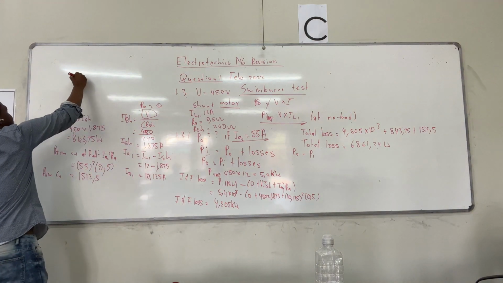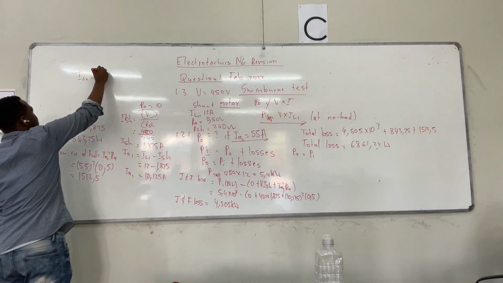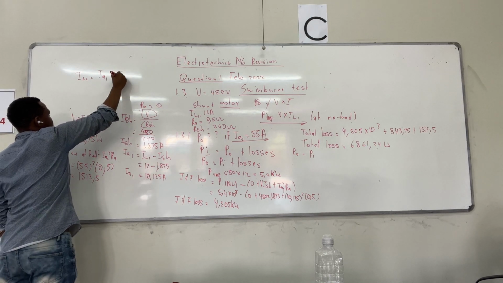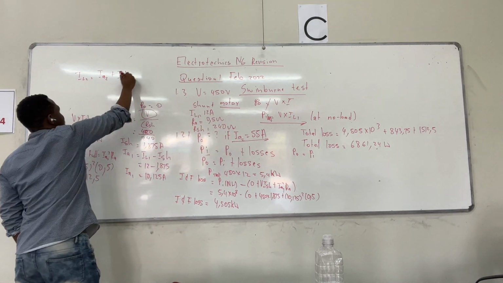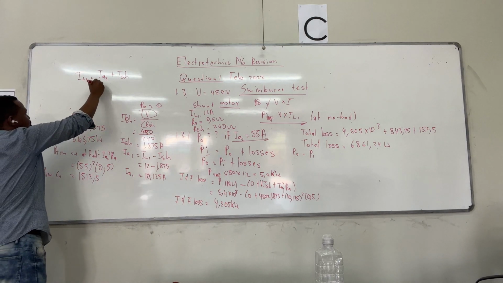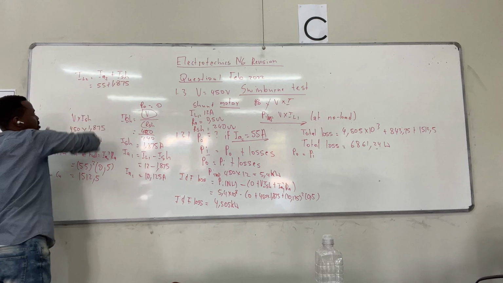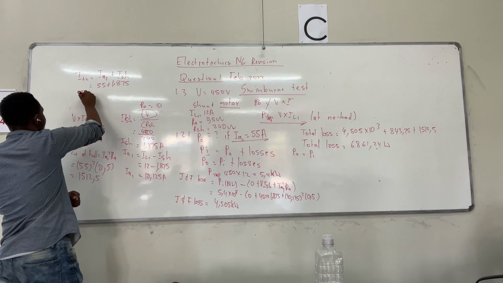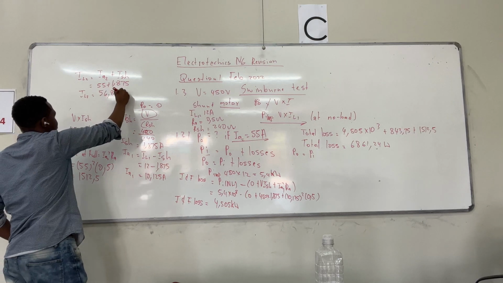So for now, the current is IA2. Sorry, this one is IA plus I shunt, which is 55 plus 1.875, giving 56.875 amps.